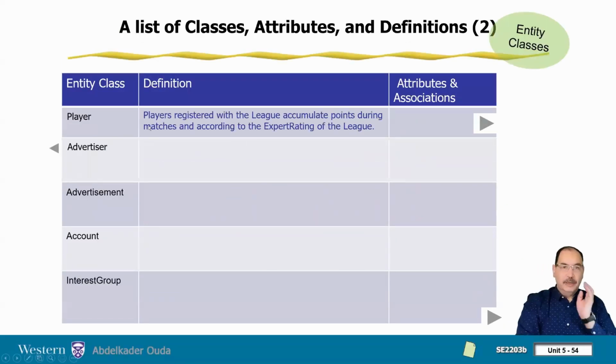For the player: register with the league, accumulate points during matches and according to the expert rating of the league. So for the player, for sure, if you need to write an attribute, we need to know the player name, right? This is the basic thing. So we can say the name of the player and the result, because it says here accumulating, start to accumulate points. So we need to know where we need to store these points. So we can say it's the result.